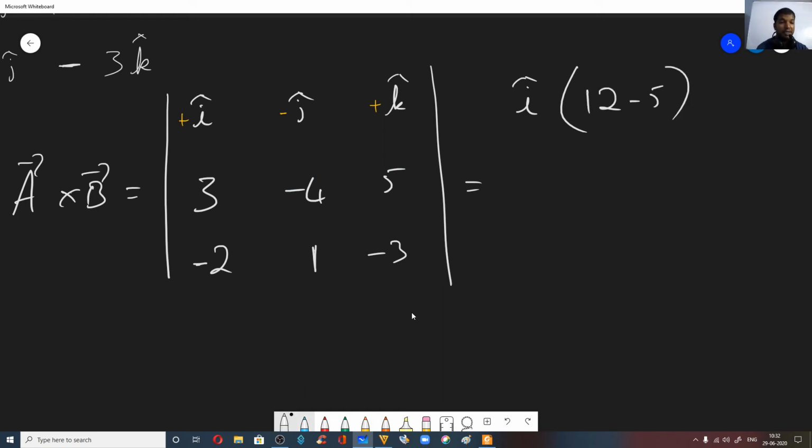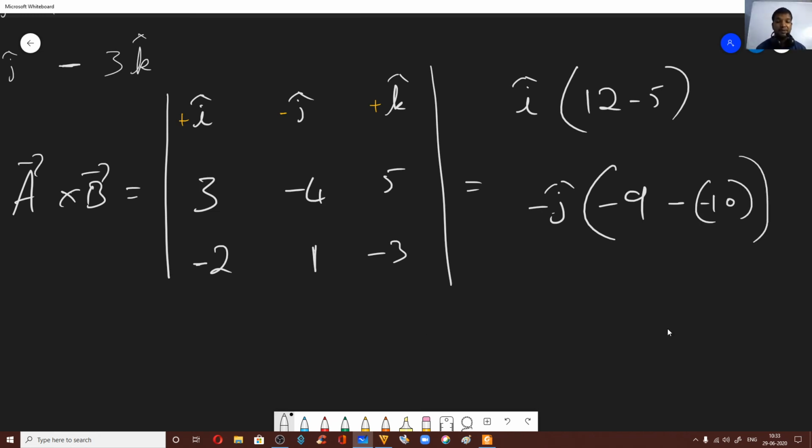Then the next one is consider minus j cap. Now leave the row and column containing that. So next you have 3 into minus 3, which is minus 9, then minus of 5 into minus 2. So what you can write as minus j cap, then 3 into minus 3 is minus 9, minus of 5 into minus 2, so that is 10. Minus 10 we'll get, right?